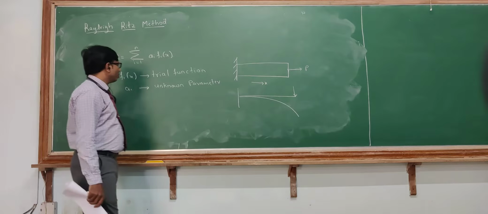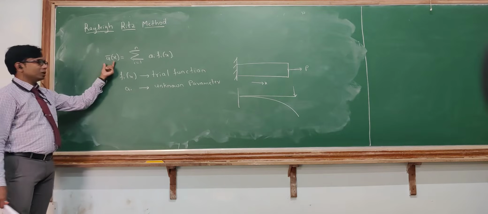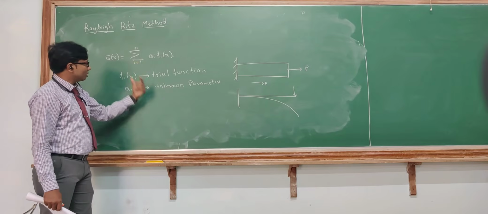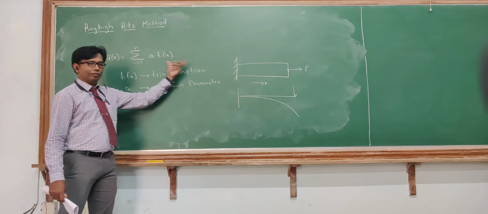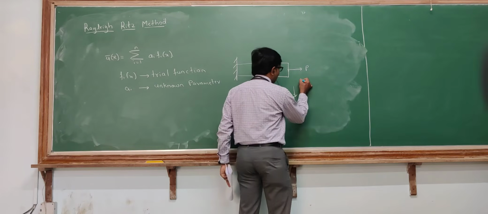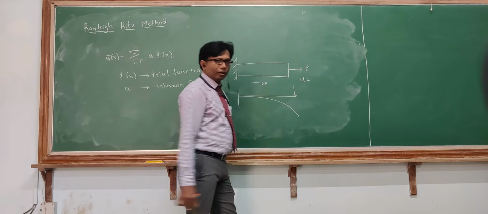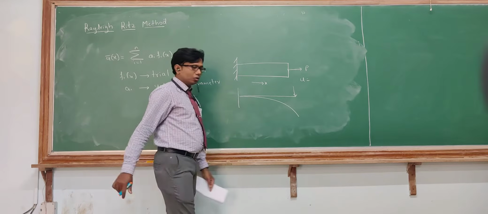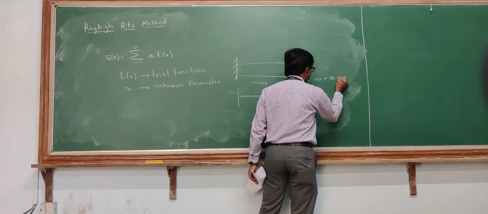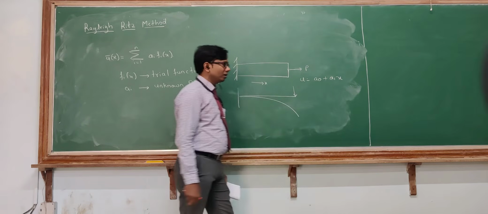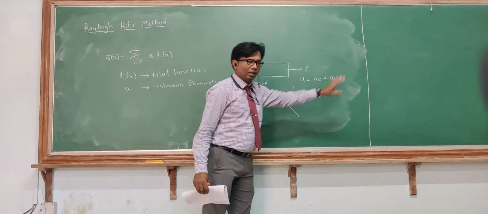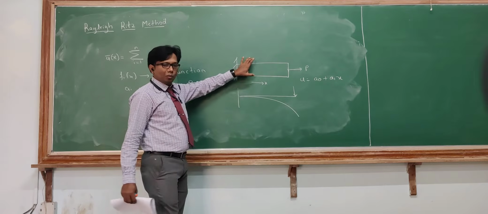So in the Rayleigh-Ritz method, what we are trying is to assume a displacement function which is a function of parameters, which are called unknown parameters, and a trial function. For this particular case I know that it is a linear function, so I'll write the function as u is equal to a naught plus a1 x. So this is called a linear function, which resembles this particular body.